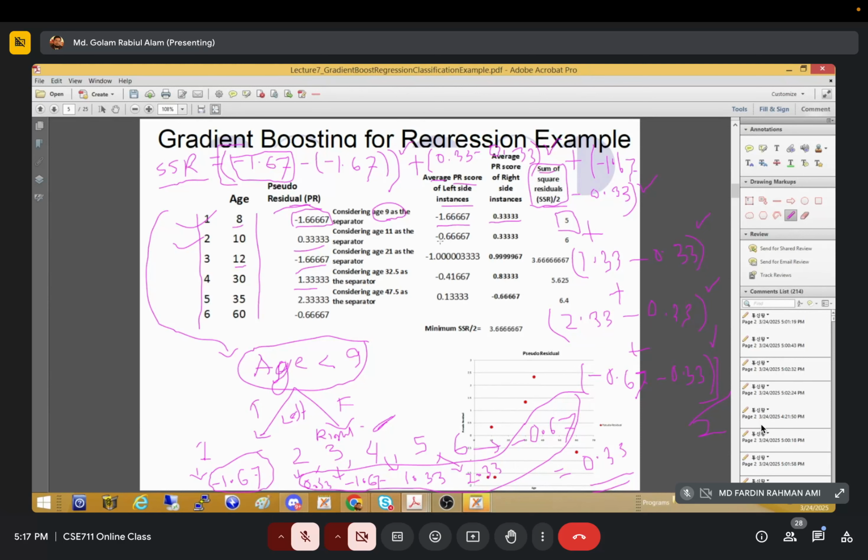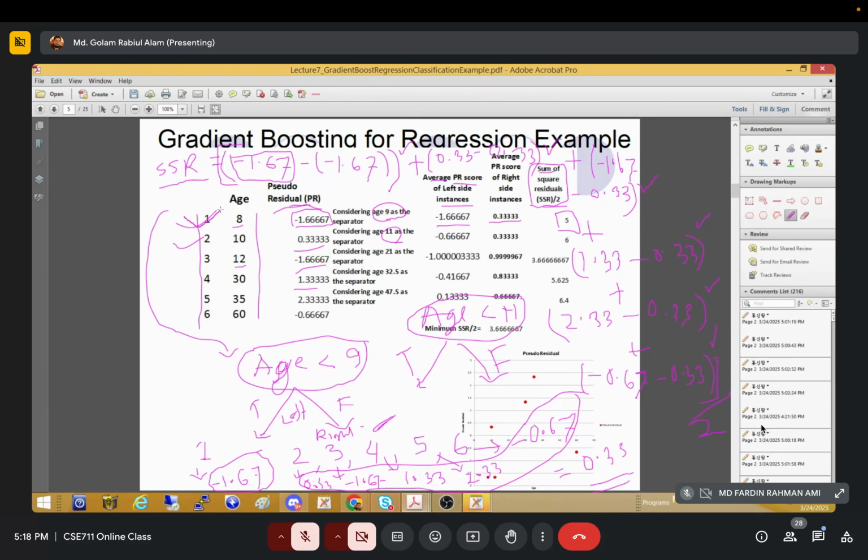Similarly, we have to consider 11, the same way, like age is less than 11. And again, what will we get? The true side and the false side. Some of the instances will go here, and some of the instances will go here. Like this time, age is the separator.